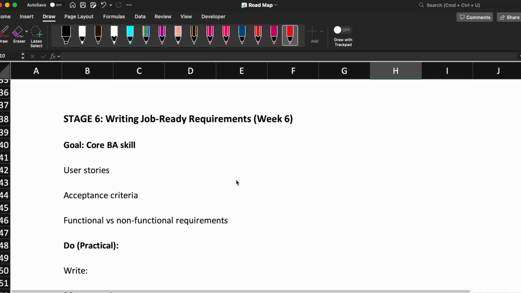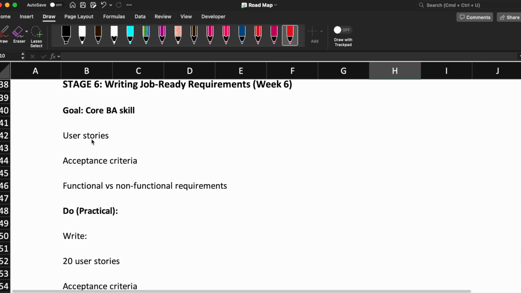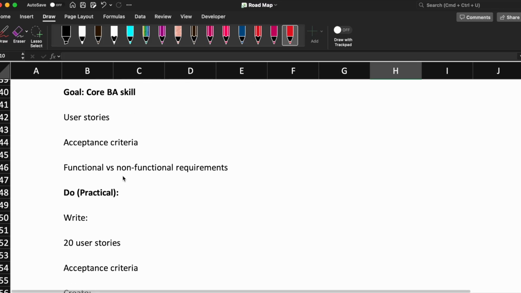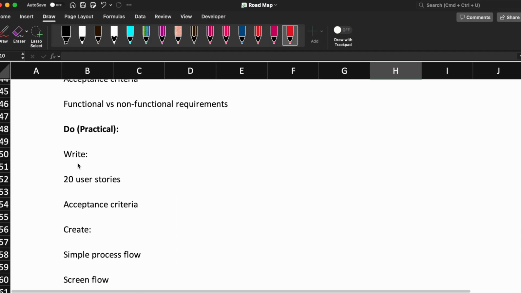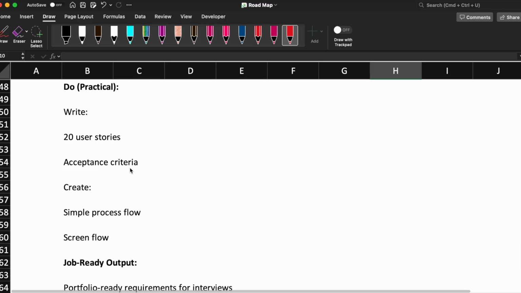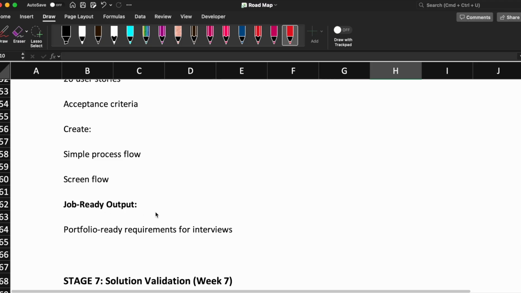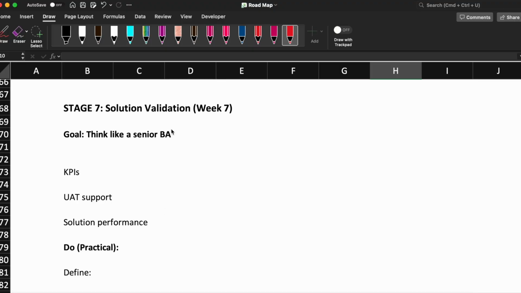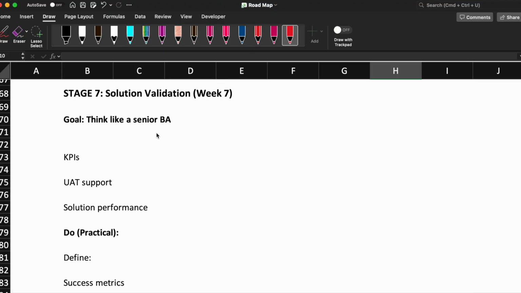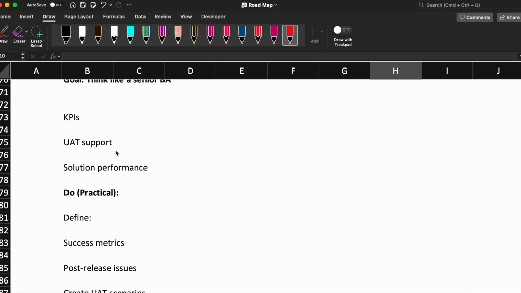Okay. Stage number 6, writing job ready requirements, week 6. Core BA skills: user stories, acceptance criteria, how to write these, functional requirements versus non-functional requirements, how to write these. For the practical, write 20 user stories with acceptance criteria, create a simple process flow and screen flow. Job ready output: portfolio ready requirements for interviews.